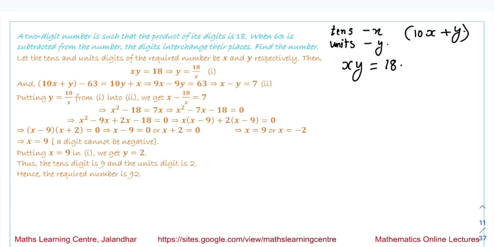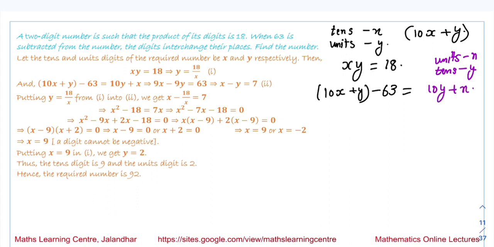When 63 is subtracted from the number, we are saying the number is 10x plus y, and when 63 is subtracted from this number, the digits interchange their places. The new number that we get has units place x and tens place y, so the number will become 10y plus x. So it means 10x plus y minus 63 is equal to 10y plus x. From the first condition we have y is equal to 18 by x.